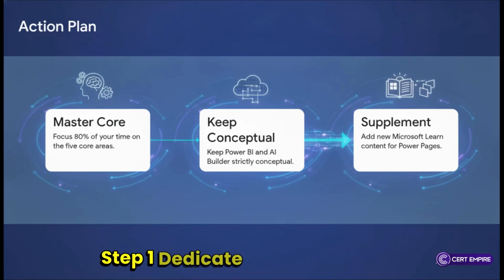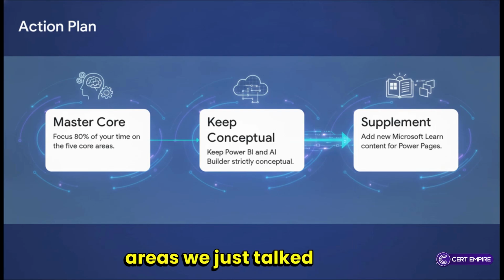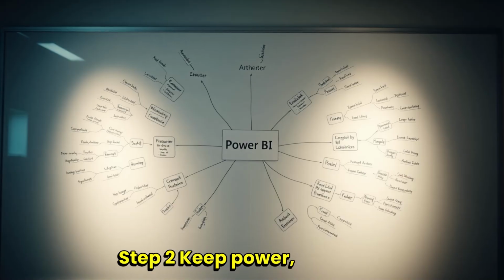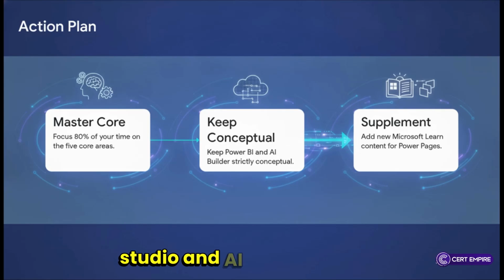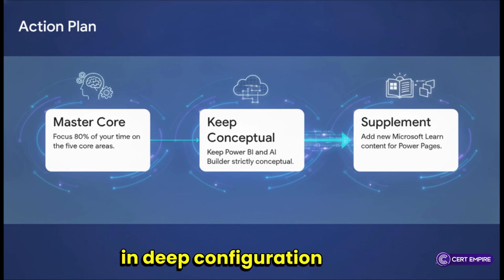All right, so here is your step-by-step game plan. Step 1, dedicate 80% of your time to mastering those 5 core areas we just talked about. Step 2, keep Power BI, Copilot Studio, and AI Builder strictly at a conceptual level. Understand what they do, but don't get bogged down in deep configuration steps.